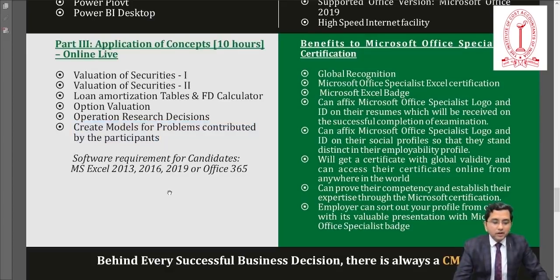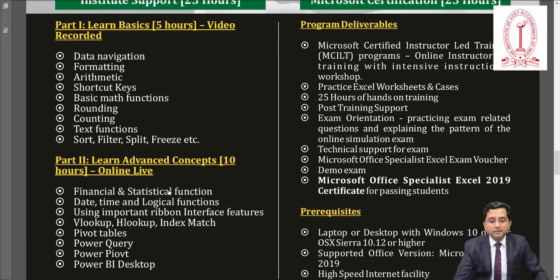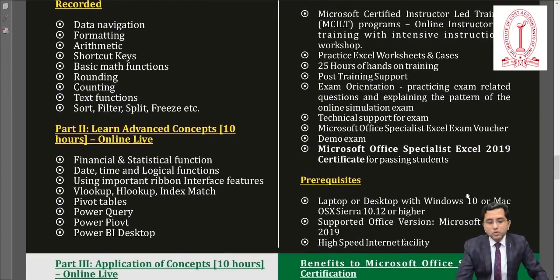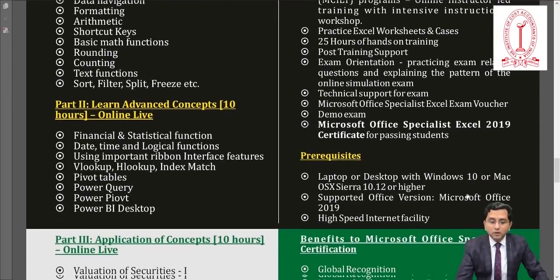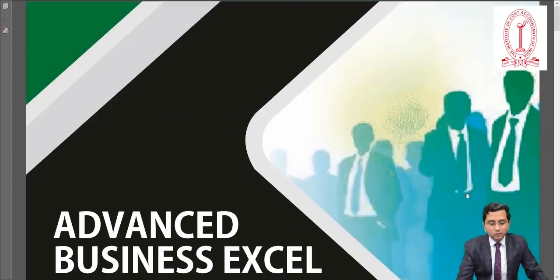For the software requirement for this course, you need to have MS Excel 2013 onwards, but the best way will be that you should have Microsoft Office Excel 2019. 2013 onwards is okay, but it is better to have Excel 2019, and you need to have a good desktop or laptop, and a good internet connection also.